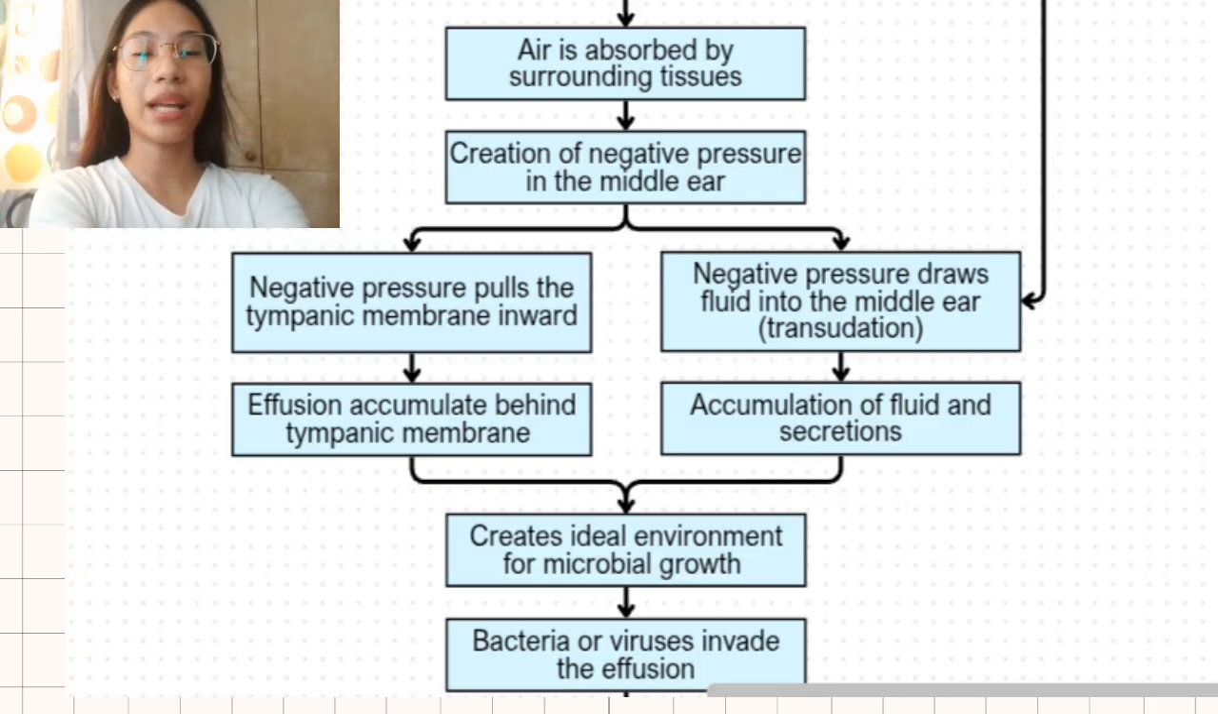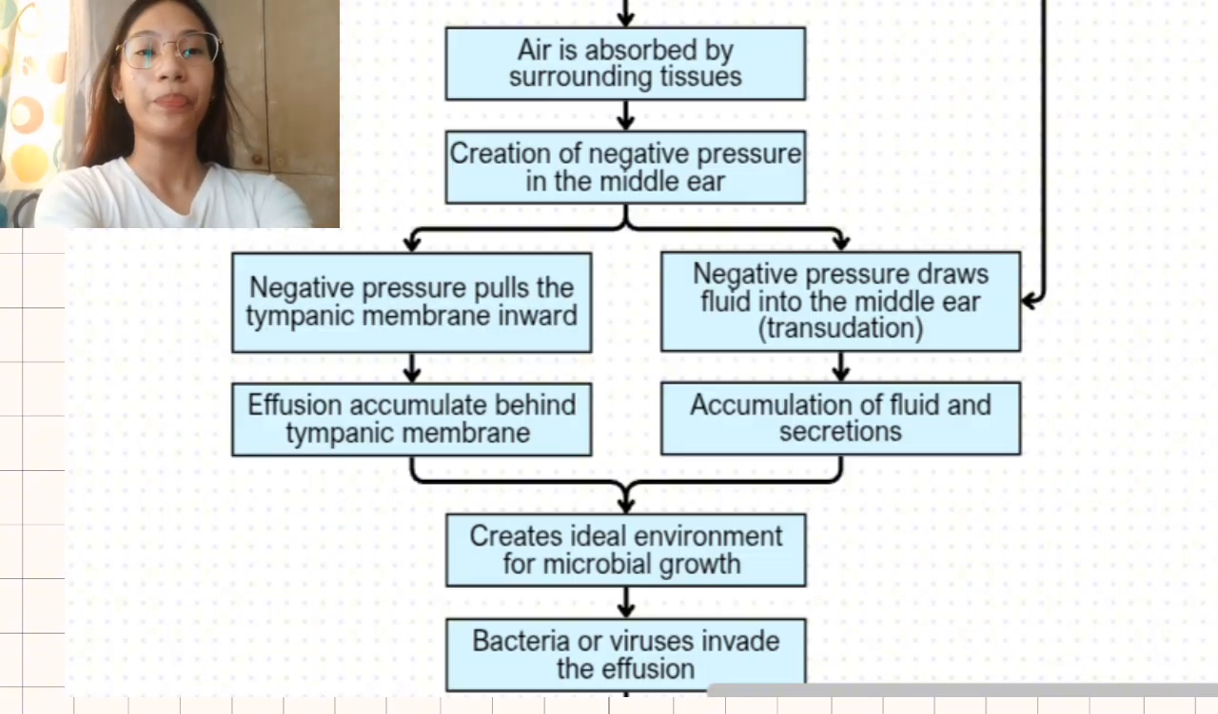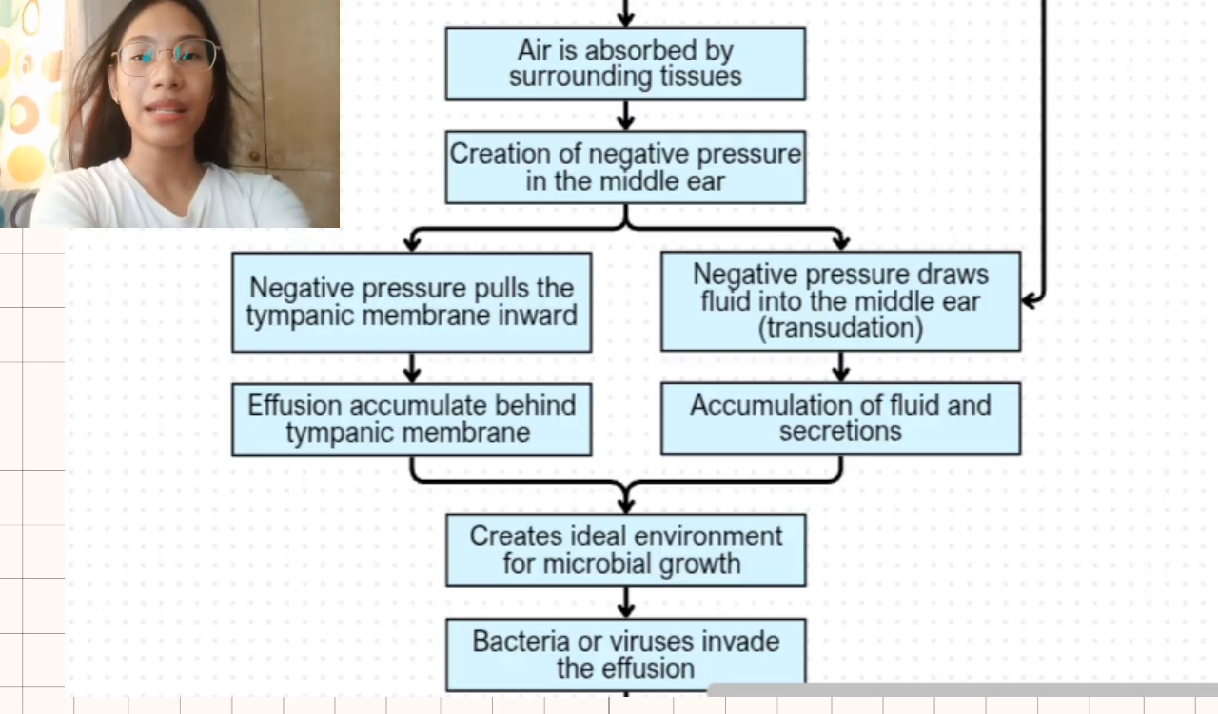This will have two mechanisms. On the left part, negative pressure pulls the tympanic membrane inward, so effusion accumulates behind the tympanic membrane. For the right side, the negative pressure draws fluid into the middle ear, which is transudation, wherein there will be accumulation of fluid and secretions. Both of the two mechanisms will create an ideal environment for microbial growth. Then bacteria or viruses invade the effusion.